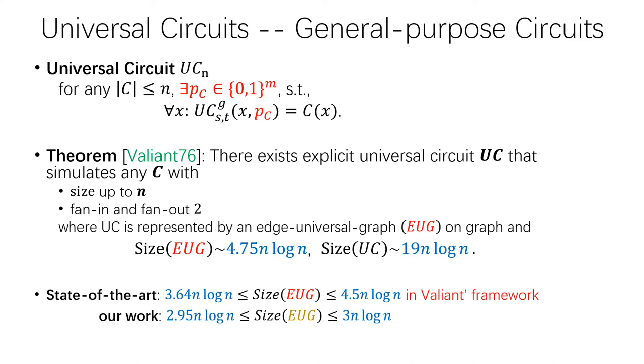In this work, we give a construction of edge universal graphs of size 3 n log n, and we also lower bound the size of our EUG by 2.95 n log n under our framework. Notice that the size of our EUG is even smaller than the lower bound in the Valiant framework, which is not a contradiction because our construction is not under the Valiant framework.